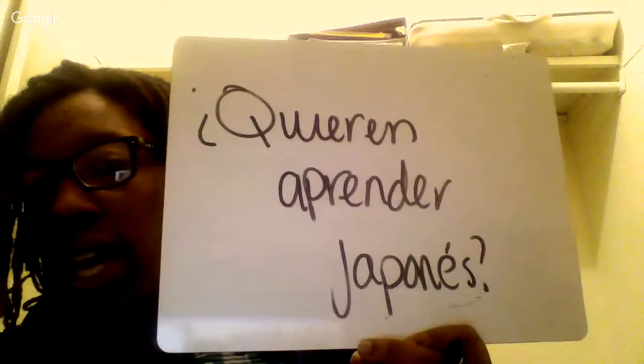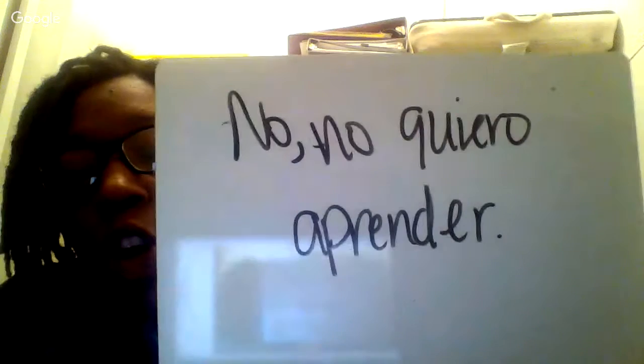If I want to say, do you all want to learn Japanese? I would say, quieren aprender, regular ER verb, japonés. Question marks on both sides because it's a question. ¿Quieren aprender japonés? And if you want to say no, you would start by answering the question. No. And how do you say I don't want? I'm going to write it as I give you time. I don't want to learn. No. No quiero aprender.